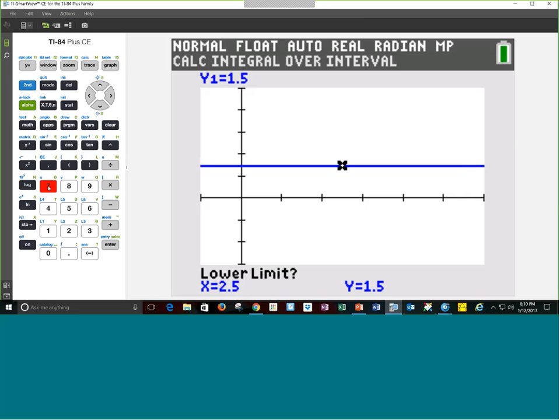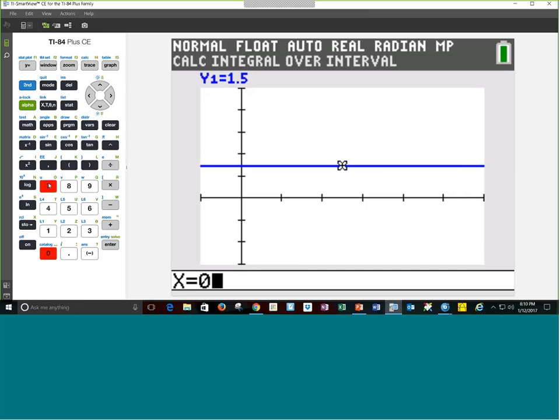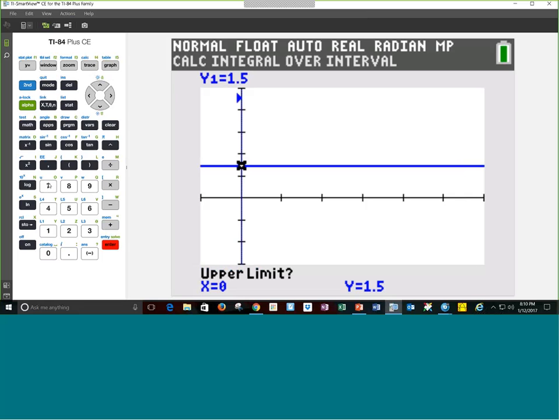And so first it asks me for a lower bound. So I'm going to start at 0. So we're going to say the lower bound of our definite integral is 0 and press Enter. And then I'm going to go to 1.